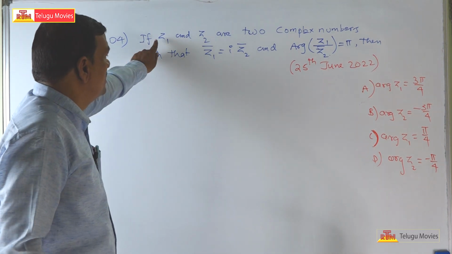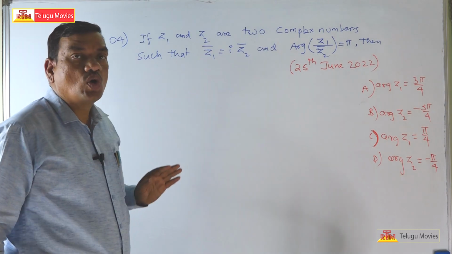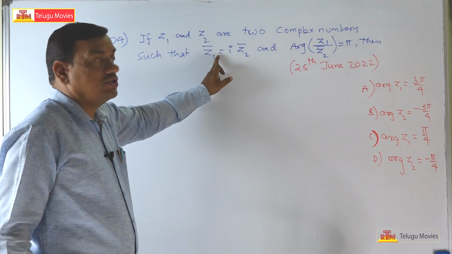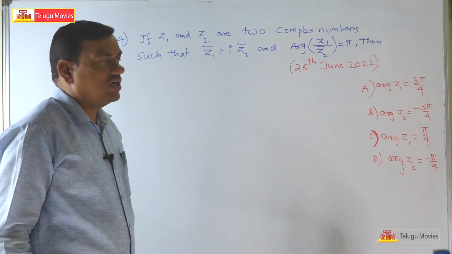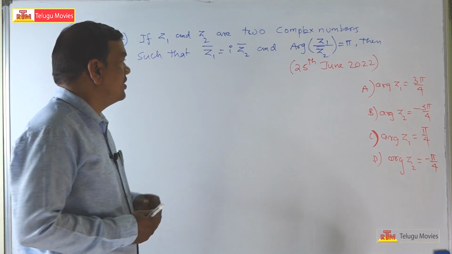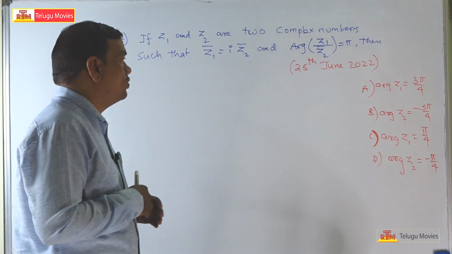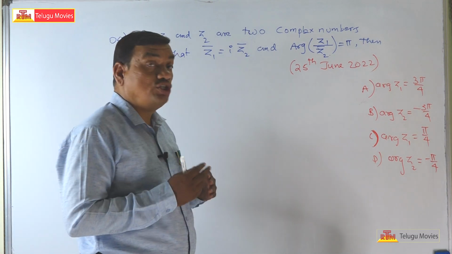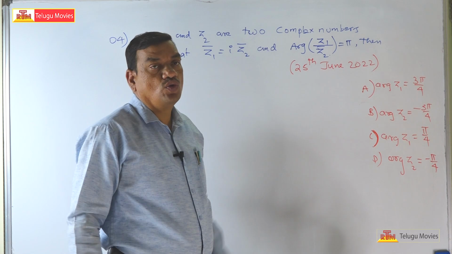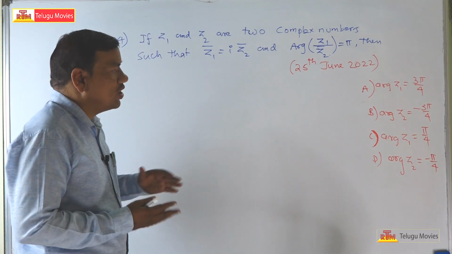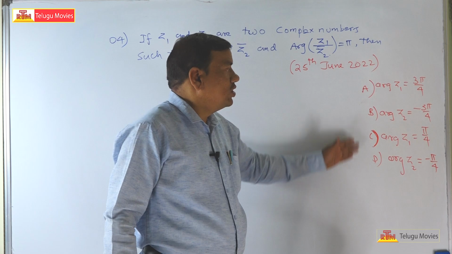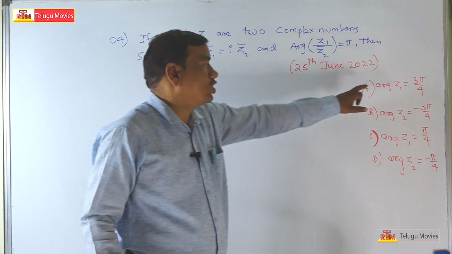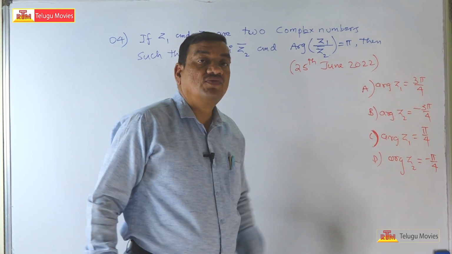Z1 and Z2 are two complex numbers such that the conjugate of Z1 is equal to i times the conjugate of Z2, and the argument of Z1 upon Z2 bar is equal to pi. If you see, the options are also available, so we have to find the arguments of Z1 and Z2 separately.